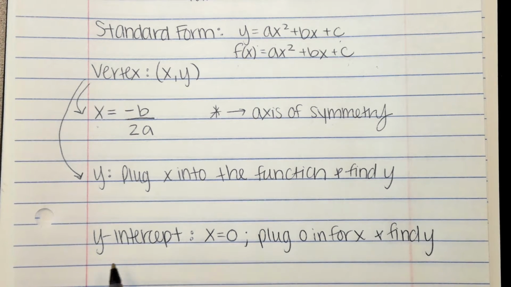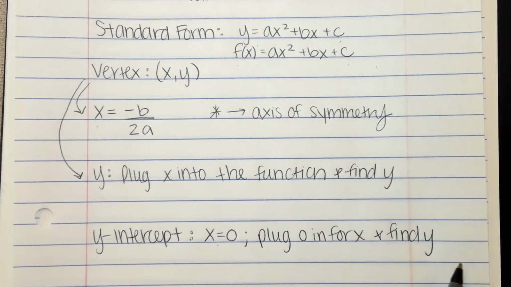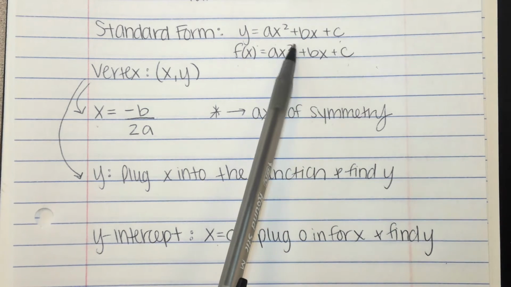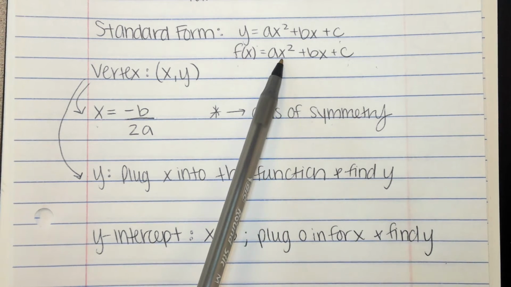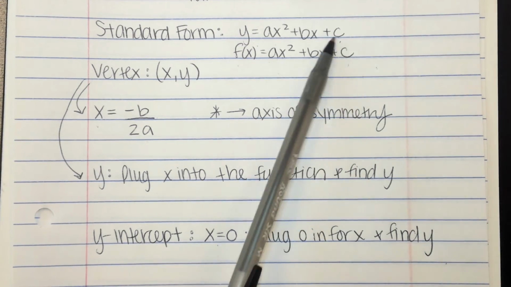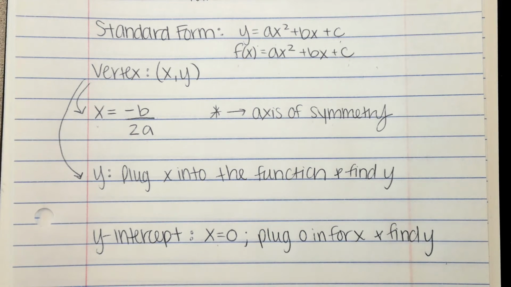The last thing you need to know how to find in standard form is the y-intercept. So when you're looking for the y-intercept, your x is 0. So you plug 0 in for x and solve for y. Now, that's usually really easy if it's in standard form. If you plug 0 in for x here, it disappears. 0 here, it disappears, and you're just left with that c, or that number on the end. So that number is going to be your y-intercept.